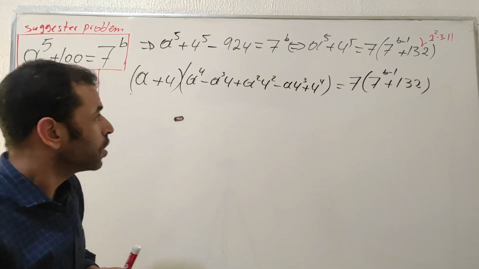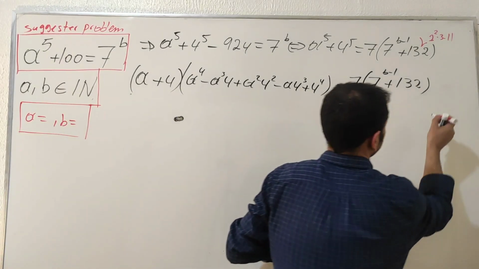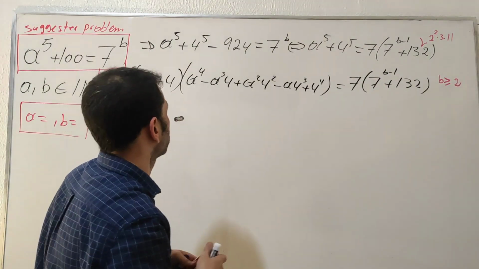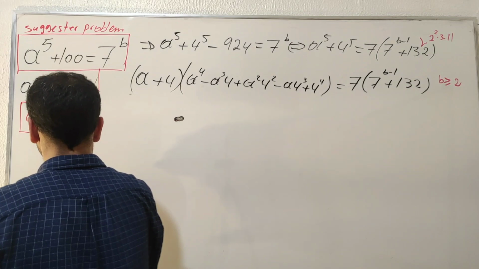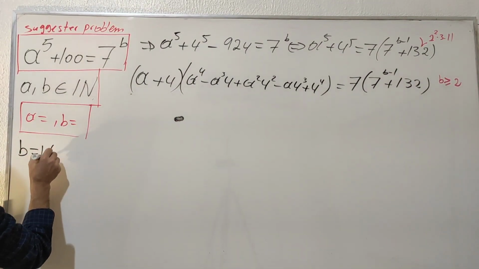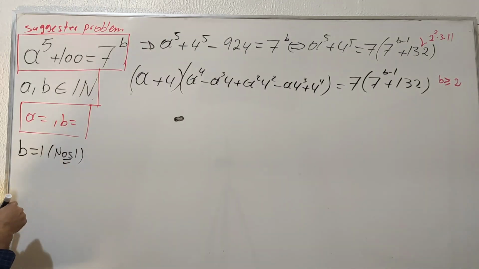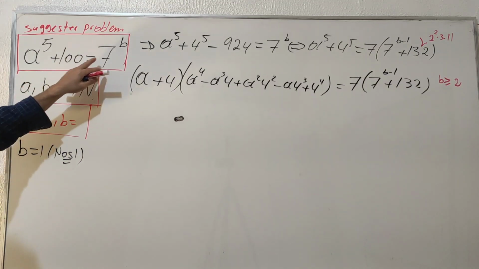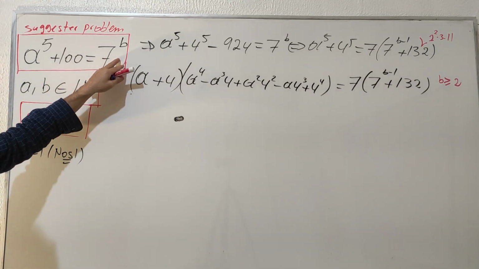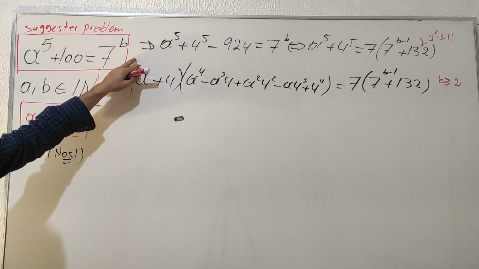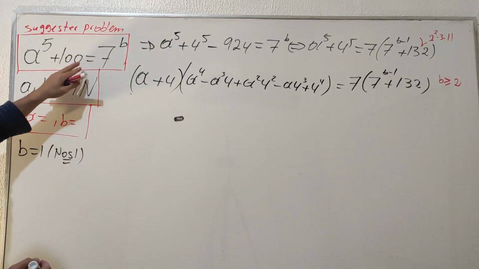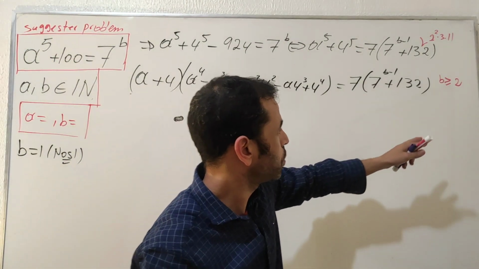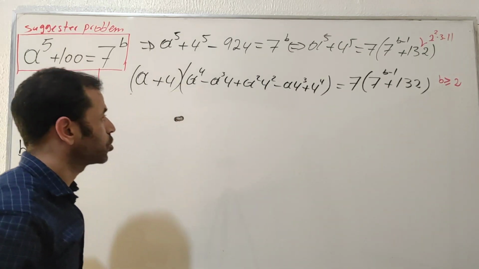Okay, now here is the thing. Let's suppose b is superior to 2, because if b equals 1, no solution. Why? Let's replace b with number 1 here. So you get 7 here. Moving over this 100 to the right, I get 7 minus 100, which is minus 93. Minus 93 is not going to be written in the form of a 5th power, which is impossible, which means we are going to keep b superior to 2 as a natural number.